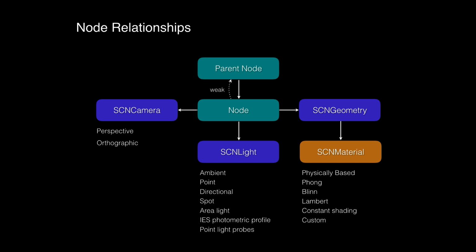SceneKit supports various types of materials. First one is a physically based material. This type of lighting model represents a physically correct type of rendering, and there are also classic types of materials like Phong, Blinn, Lambert, and constant shading. In constant shading mode, the color is simply constant. And also SceneKit supports various types of custom extensions to the lighting model using Metal shaders.